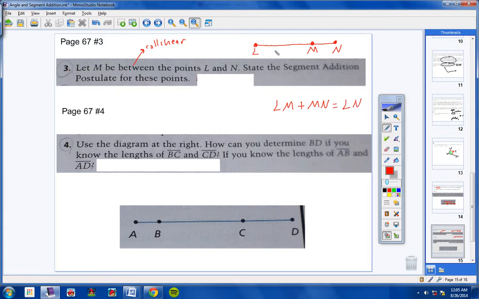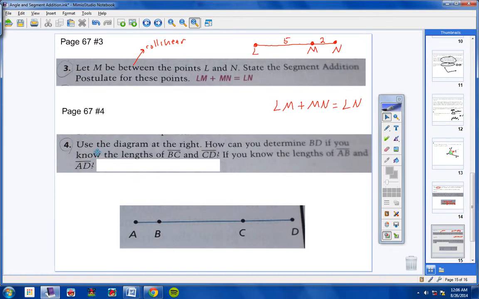Sure it would be. If I told you LM was 5 and I told you MN was 2, then you would know the entire measurement from L to N would be 7. 5 plus 2. So LM plus MN equals LN. And here's the answer right here. Okay? Let that sink in for a second. It's really important that you see that because we're going to use this a lot in proofs.